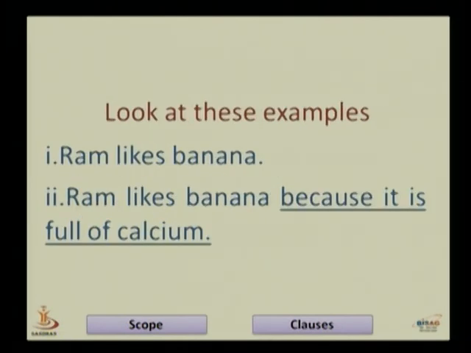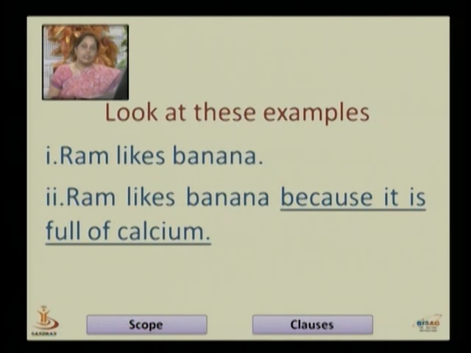Now we will see one example, one of main clause and another of subordinate clause. Ram likes banana. Second, Ram likes banana because it is full of calcium. Here, Ram likes banana. In this sentence, we get subject and predicate, subject and verb. So it is a full sentence and it gives meaning.